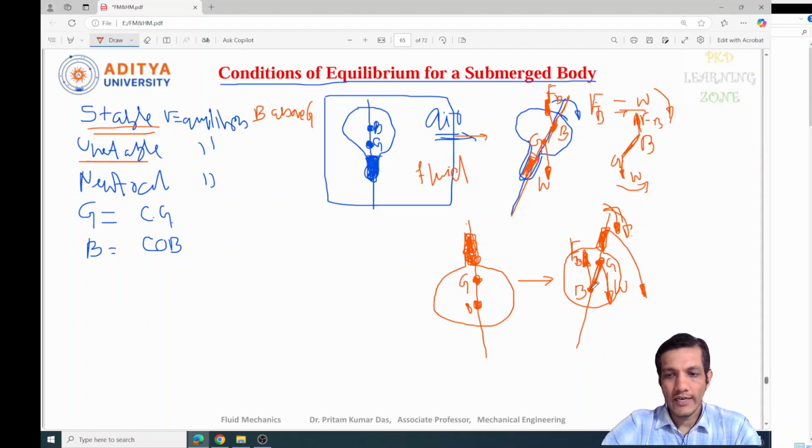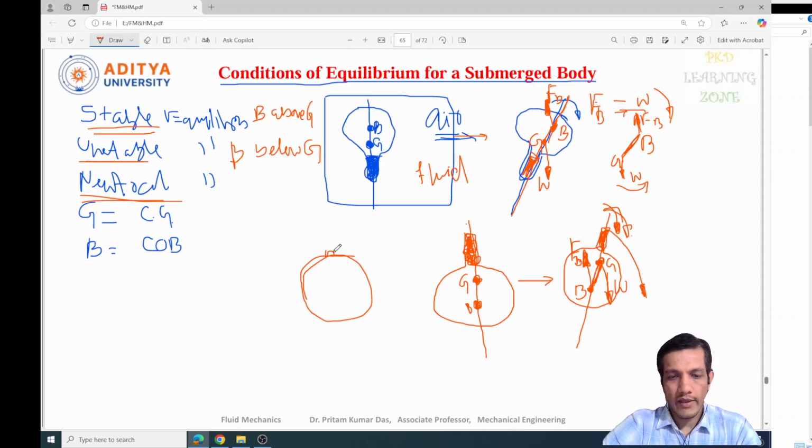So for that condition, we can say it is unstable: when the B point, the center of buoyancy, is below the G point, it is called unstable equilibrium. And then there is the neutral equilibrium. The same balloon you can consider, and let a circle type be there.